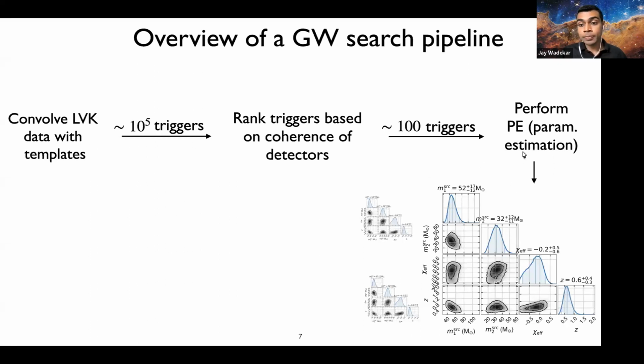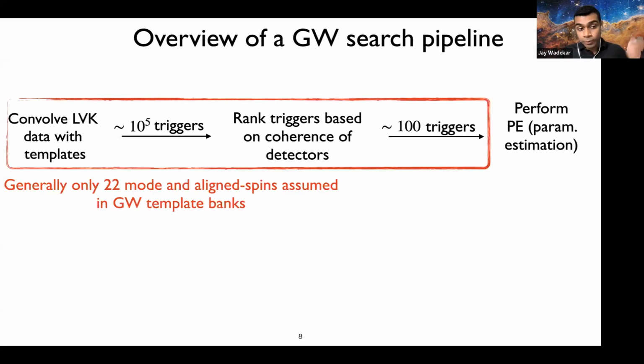And so then one caveat on which this talk is based is that currently in the templated searches that have been performed by LIGO Virgo and other groups, only the 2-2 mode, or the quadrupole mode of the gravitational waves, has been used in making these templates. And another assumption is that they have also only assumed that the spins of the black holes are aligned with the orbital angular momentum. And so we will try to go beyond this assumption in my talk.